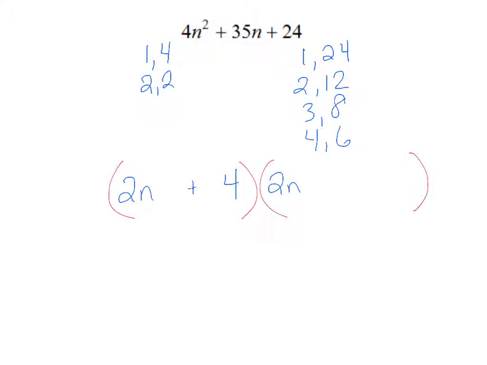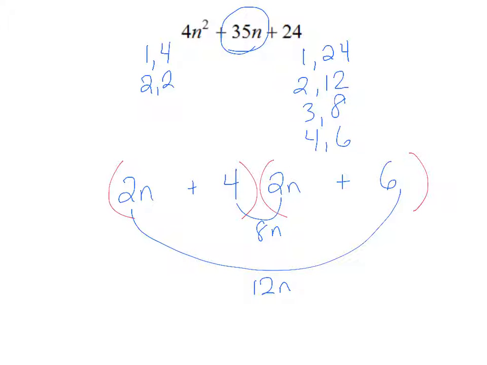Those are both positive, so let's put plus and plus in there. And then you check your outer and your inner. Outer is 12 in, inner is 8 in. That adds up to 20 in. Remember, we're shooting for 35 in, and that's not it.